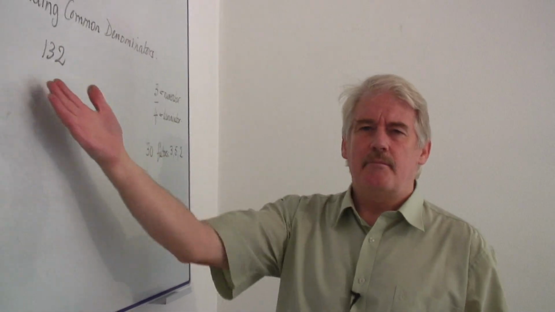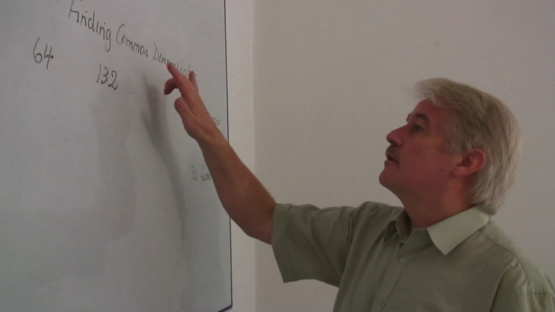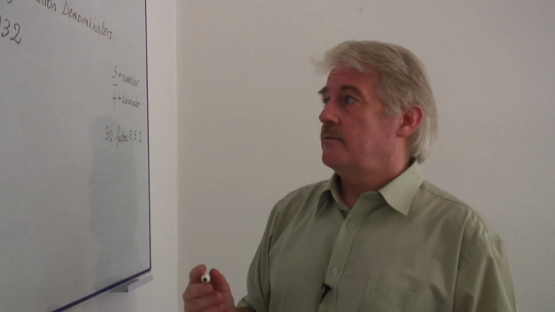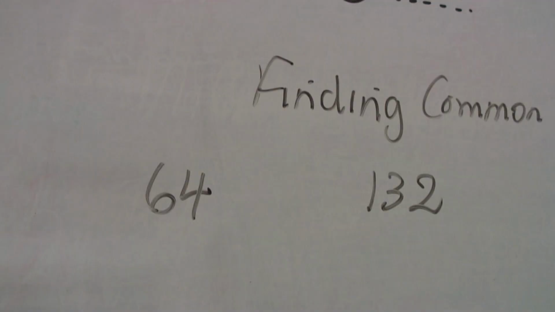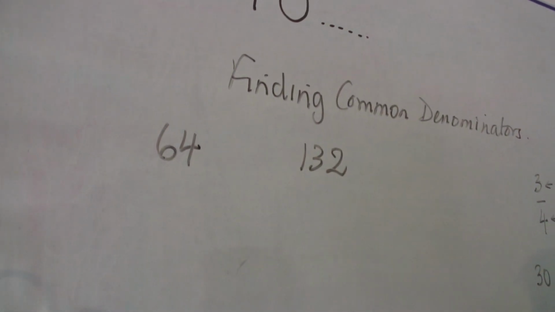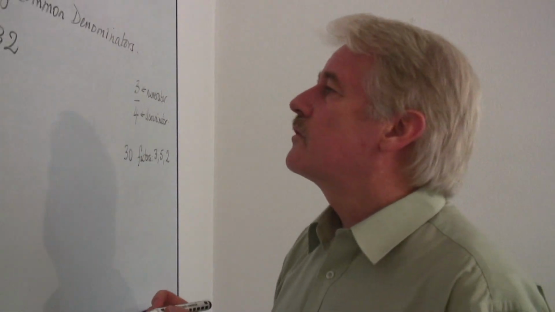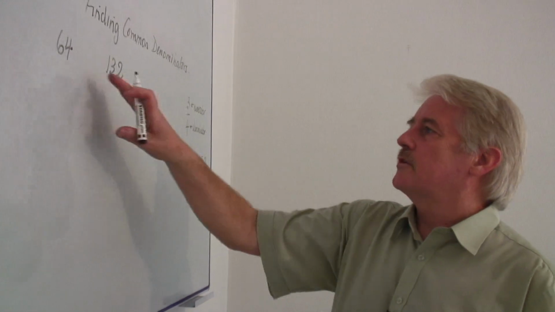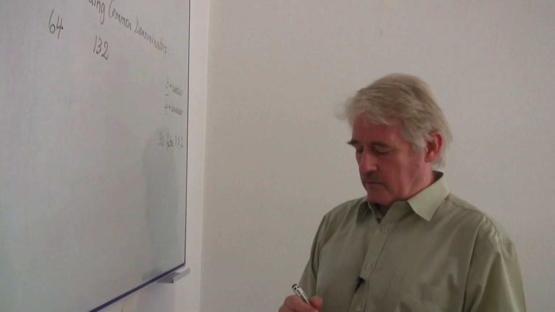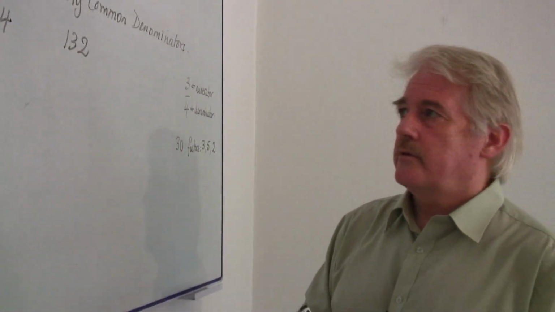But when I get big numbers like this, I really do have to work out a way of finding these common denominators. Now, looking, what is the common denominator of these two? That is, which number will divide into both of these? So, if I look at this, I need to find a number that both of these will divide into. My problem is these are very big numbers.